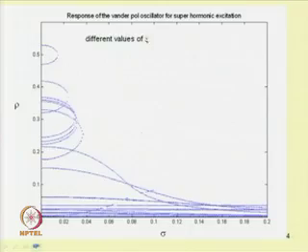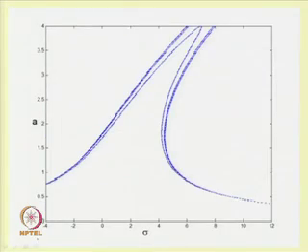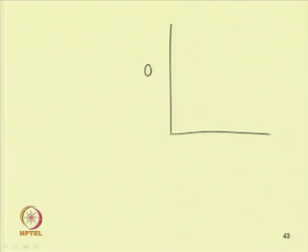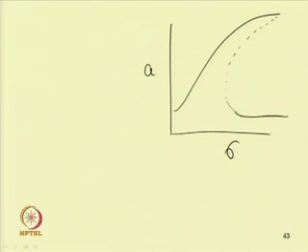Similarly, let us see what will happen if you go on increasing the value of the forcing parameter. If one plots the response curve, A versus sigma, for different values of f, let us first plot A versus sigma for different values of f. One can see for a higher value of forcing the response will be like this.